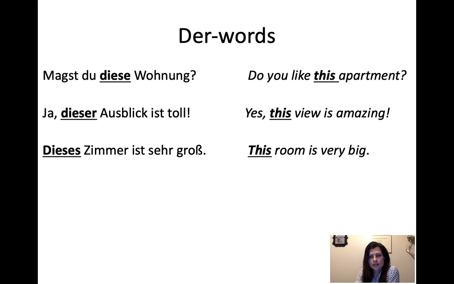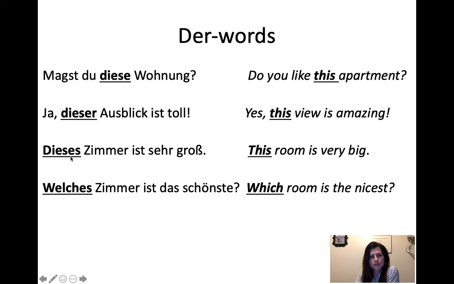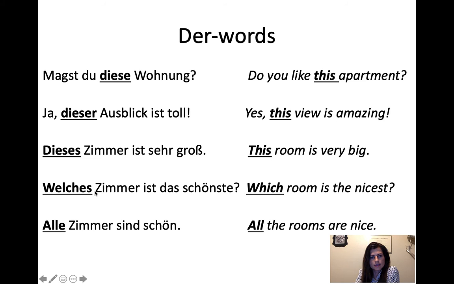Dieses Zimmer ist sehr groß. This room is very big. And then Zimmer, you can tell that it's neuter because it has this ending. Das Zimmer, dieses Zimmer. Welches Zimmer ist das schönste? So now we've got this word welches, and it is in the same category of der words. Welch is the stem of it, and then you add these same endings. So it's just like dieses, welches, and this is neuter. It has the same endings as dieses, welches.